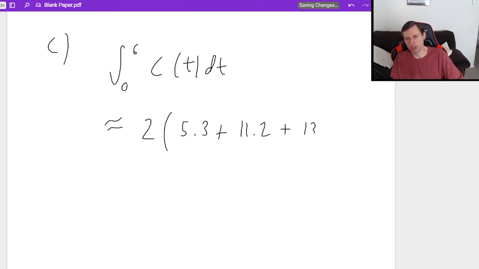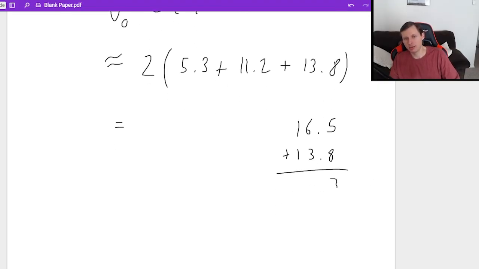So plus 13.8. Again, I'm not allowed a calculator, darn. But luckily I can do basic addition. 5.3 plus 11.2 is 16.5 plus 13.8. Really don't want to mess this up, especially on the AP exam. 8 plus 5 is 13, 1, that's going to be 0, so 3. Yeah, 30.3 times 2, so that's going to be 60.6.